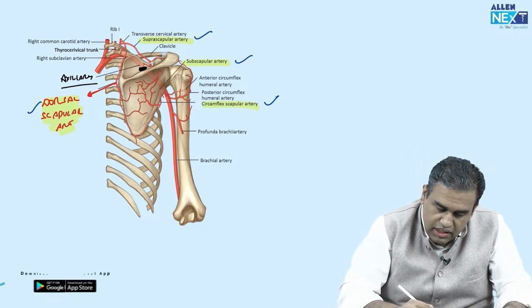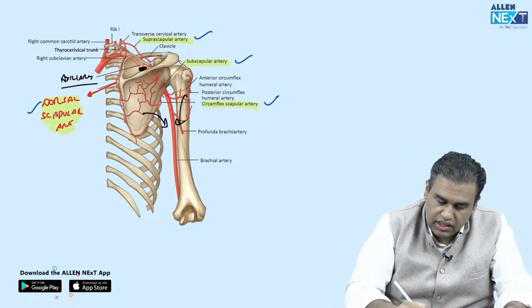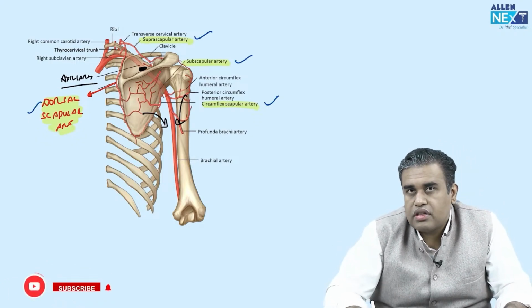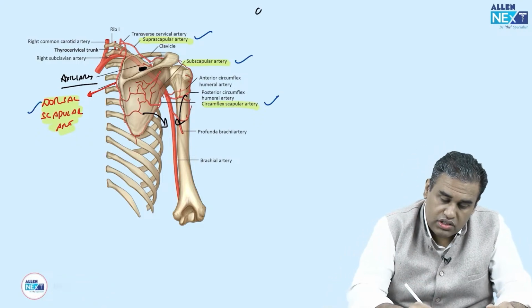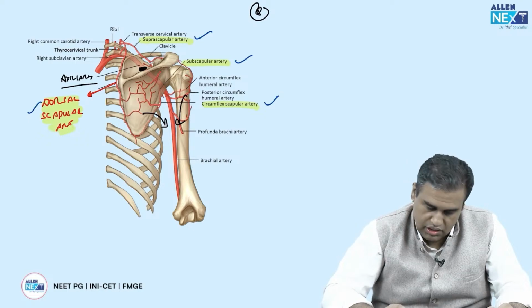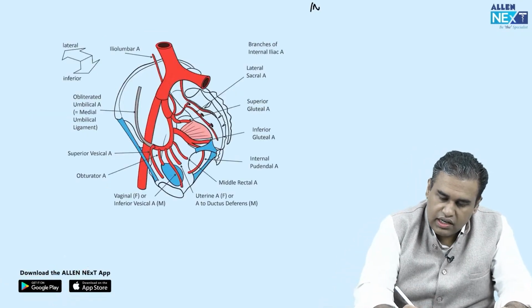Why? Because the blood somehow has to reach the upper limb. It cannot be that the axillary artery gets blocked and the upper limb starts to necrose. So blood somehow has to reach the upper limb. So these are the vessels. Very important question for INI-CET. Remember. Okay, let's see the next topic. Now the next artery over here was the internal iliac artery.